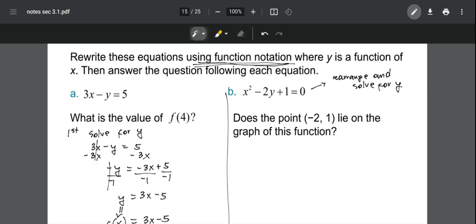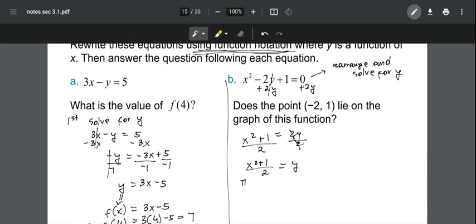So I will add 2y to both sides. We get x squared plus 1 equals 2y. And to isolate y, divide each side by 2. So we have x squared plus 1, divided by 2, equals y. Okay, so now for the function notation, we replace y with f of x. We always replace y with f of x.